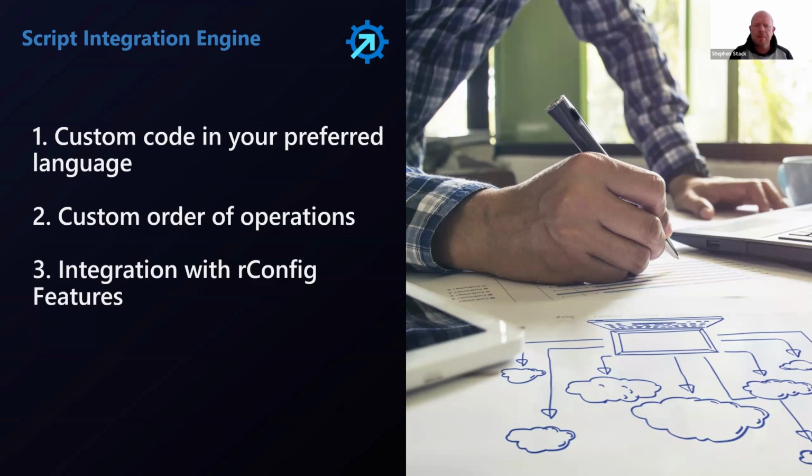And the reason you might want to bring it back to rConfig is to wrap it in the features of rConfig, like diff and compliance and search and other features. And that's the third point here. When you have that output from your script back as a config file in rConfig, it allows you to, as I said, leverage the rest of the features in rConfig as if it was any output, which is really kind of powerful.